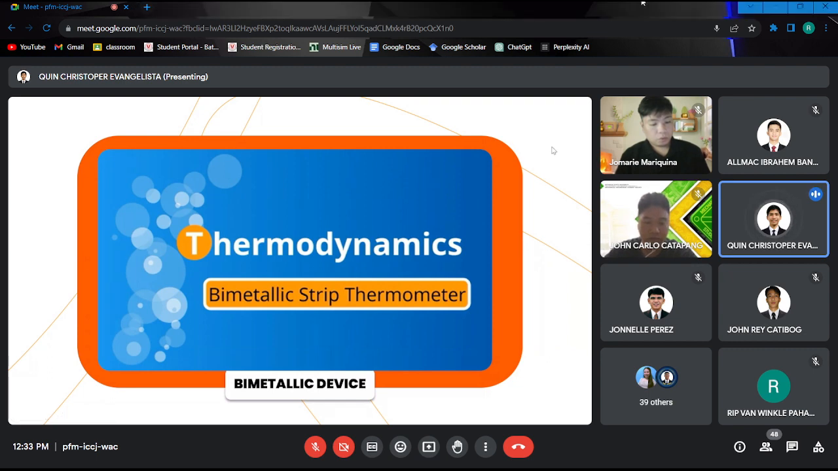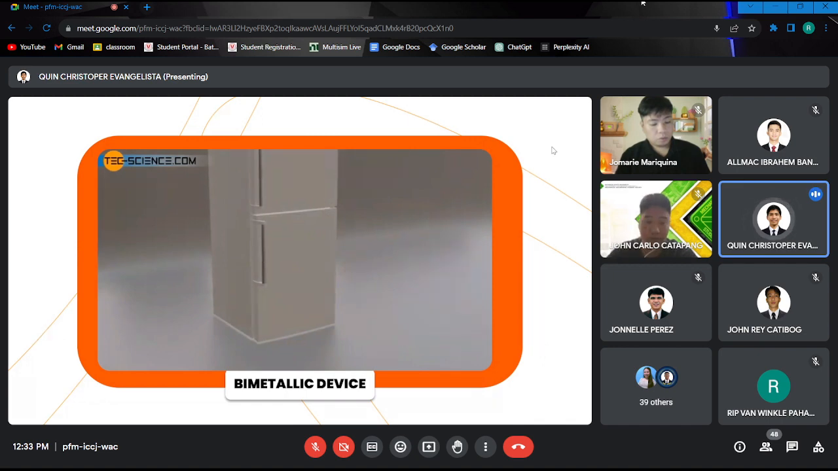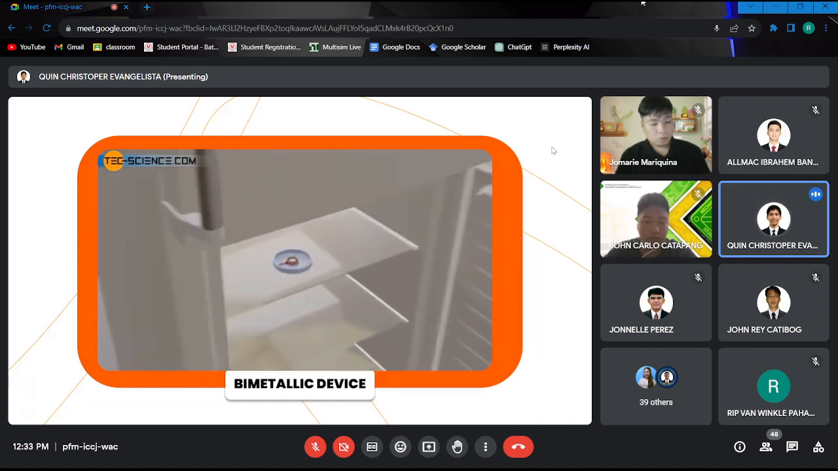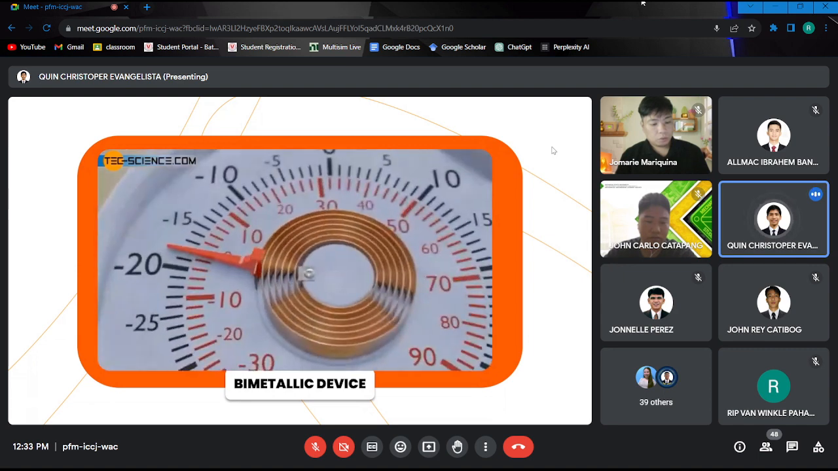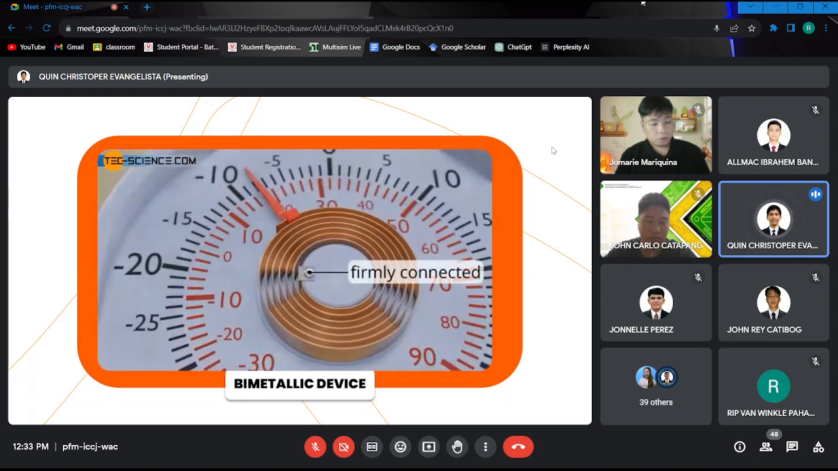So let's get started. The simplest design of a bimetal thermometer is to wrap the bimetallic strip into a spiral. The inner end of the spiral is firmly connected to the housing. A pointer is attached to the outer end of the spiral. The measured temperature can then be read off a calibrated scale. Such a design using a bimetallic spiral is not only very space-saving, but also cost-effective.